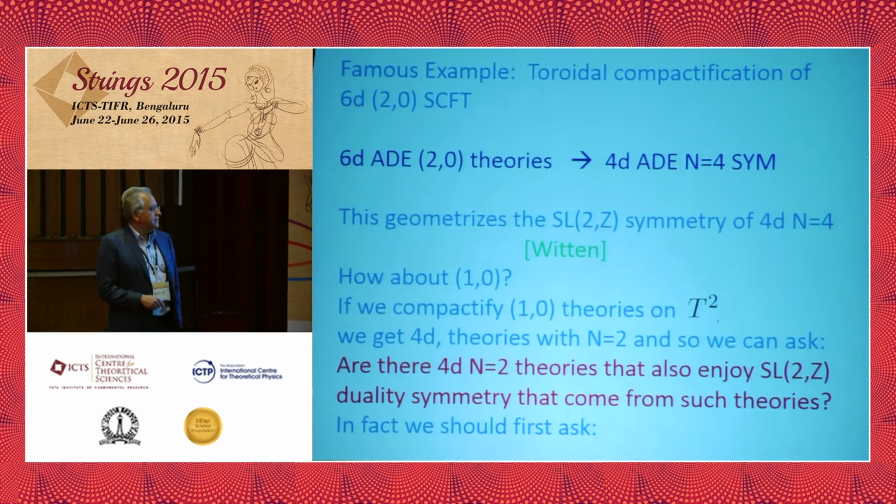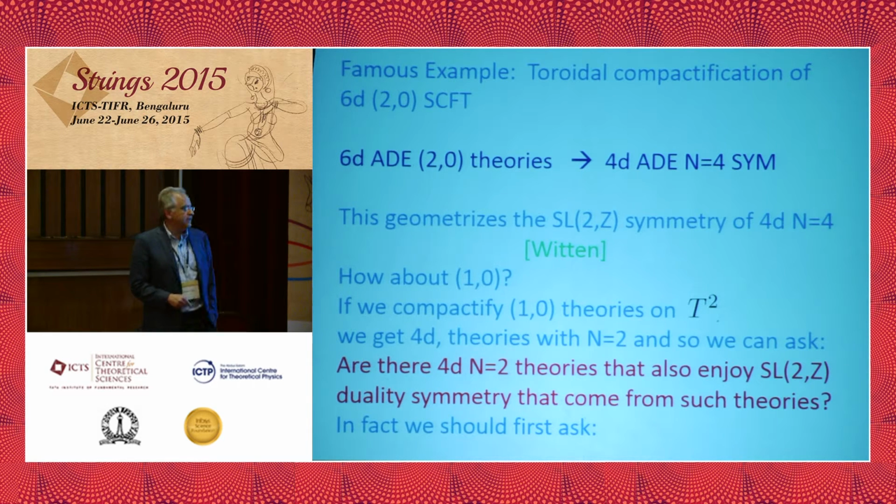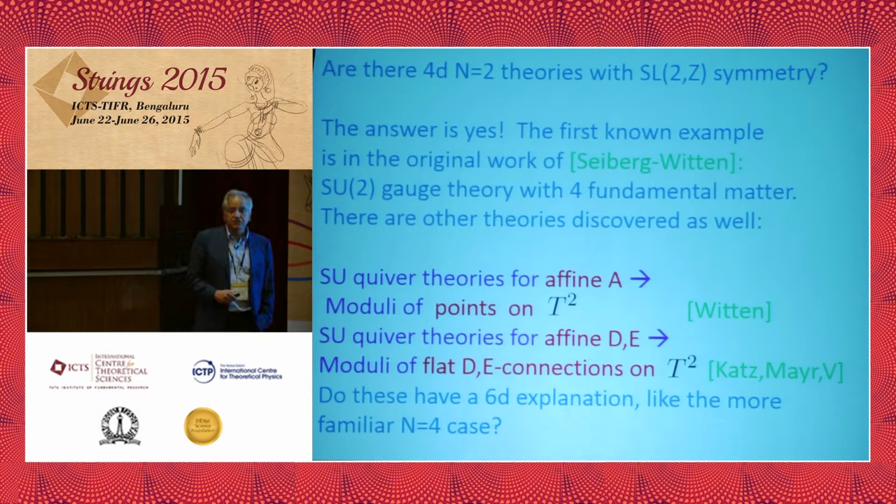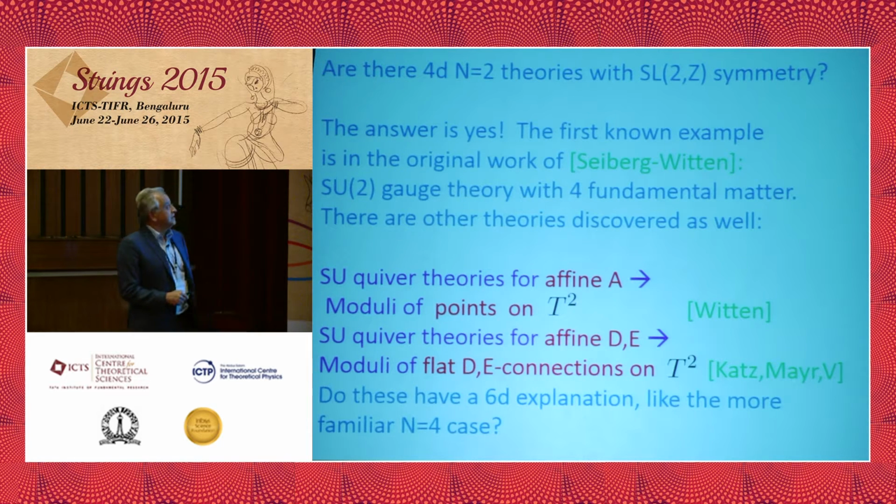Now, (1,0) has half the supersymmetry, so instead of N=4, we're going to be landing on N=2 theories. And so we can ask, do we get any interesting N=2 theories which enjoy SL(2,Z) symmetries by going from the 6D theory to the 4D theory? In fact, we should first ask the opposite question. Regardless of where they come from, we should ask, are there known 4D N=2 theories which enjoy SL(2,Z) symmetry? And the answer to that is yes.